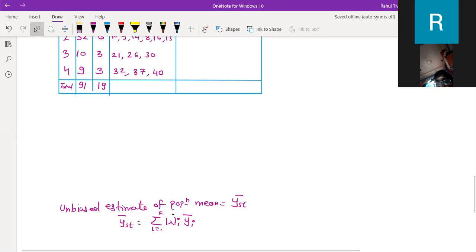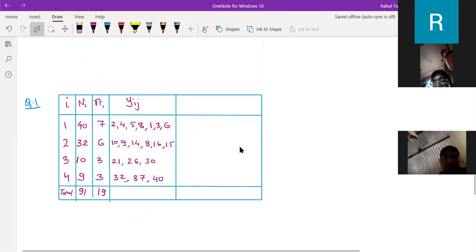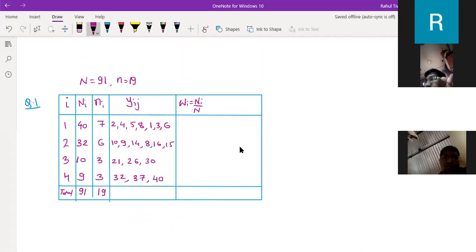So we need w_i. What's the formula for w_i? N_i upon N. So we need to create w_i, which is N_i upon N. So we need to define what your N is. Now capital N we have 191 and small n we have 19. So one can calculate w_i. Let's calculate w_i for all of them here. You have to calculate up to 4 digits. Make sure that you are calculating the data up to 4 digits. That is important.